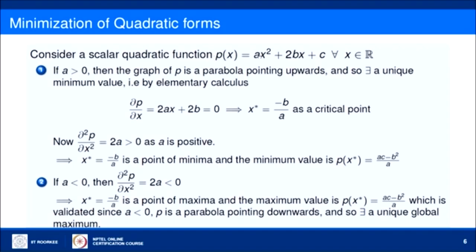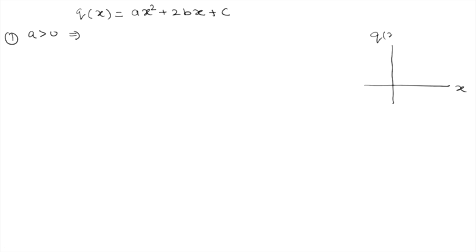Now, we will look at the minimization of quadratic forms. Consider a scalar quadratic form Q(x) equals A x squared plus 2 B x plus C for all x belonging to R. Now, consider the case when A is greater than 0. When A is greater than 0, it will be a parabola pointing upward, and the minimization will have a unique global minimum.